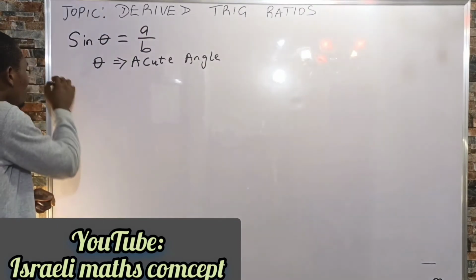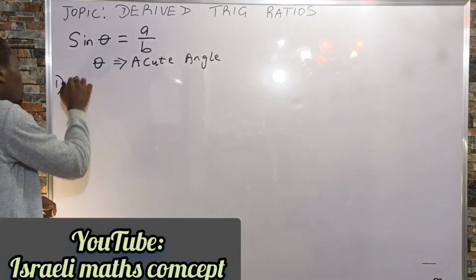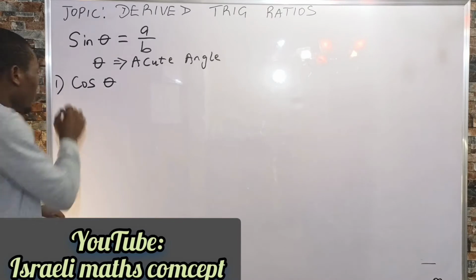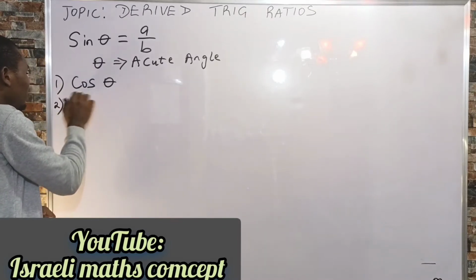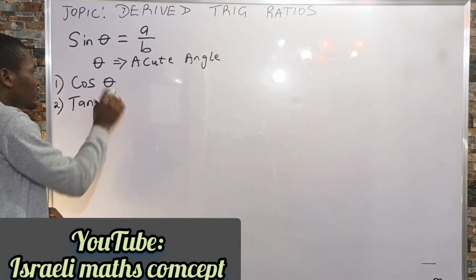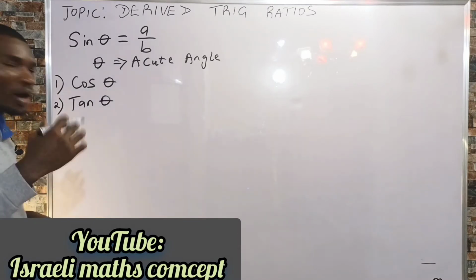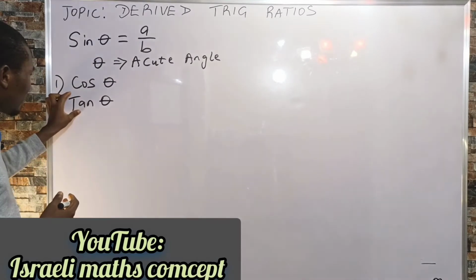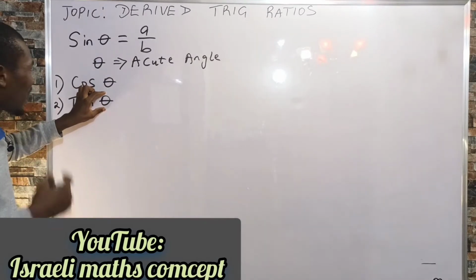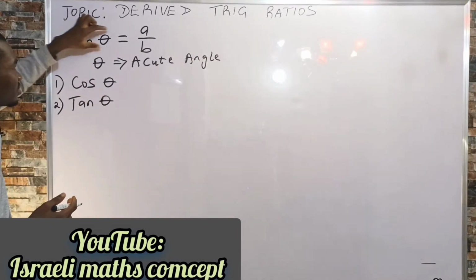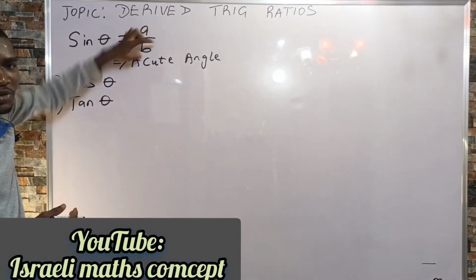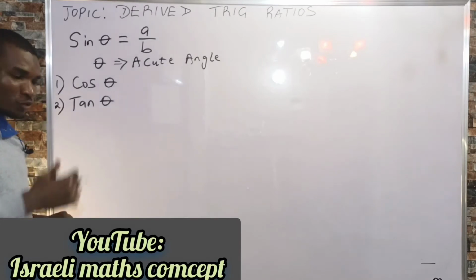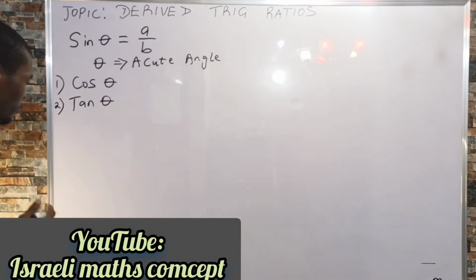Then we are asked to find the cosine of this same angle theta and as well to find the tangent of this same angle theta. So how do we basically find the cosine of this angle theta and the tangent of an angle theta, having known that our sine theta is equal to A over B? That is basically what this topic is all about. So as we proceed, I guess you will understand better.